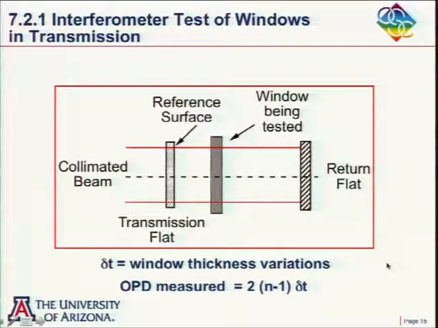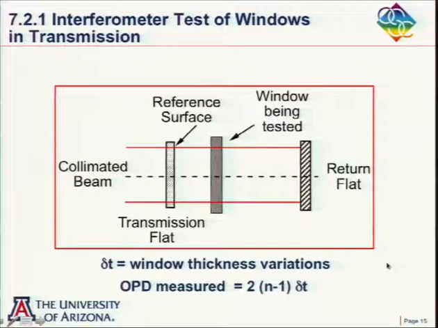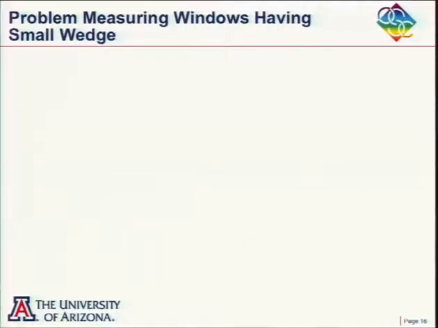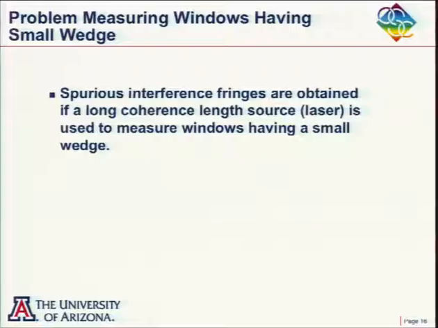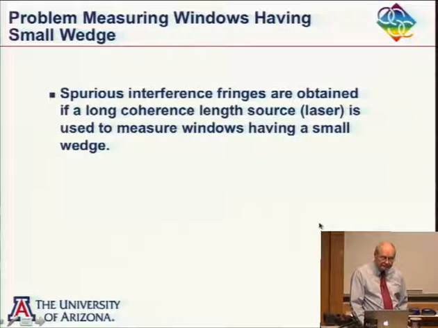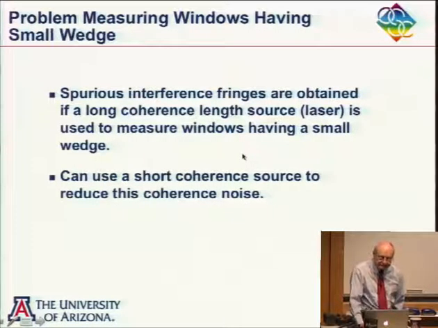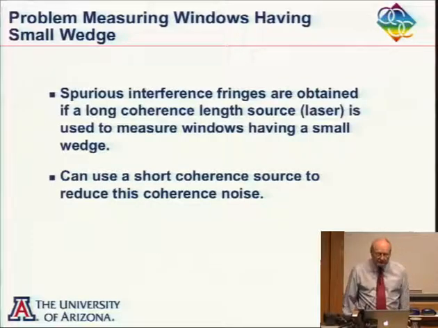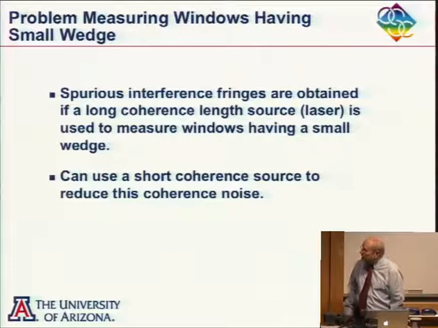Well, I keep talking to you about lasers and spurious interference fringes because they just drive me crazy. And that becomes a real problem if I'm measuring a window having a small amount of wedge in it. Because I'm going to get some reflections also from both sides of the window. And I can get some fringes I don't want. And if I use a long coherence length source, a laser, these spurious fringes drive me crazy. How do I get around that?